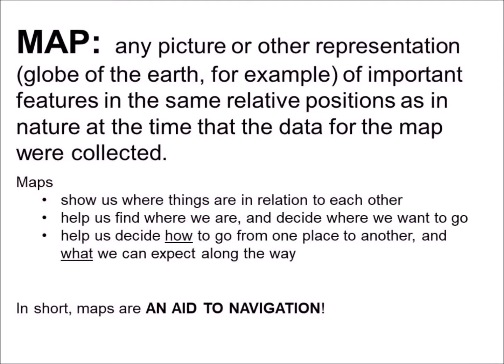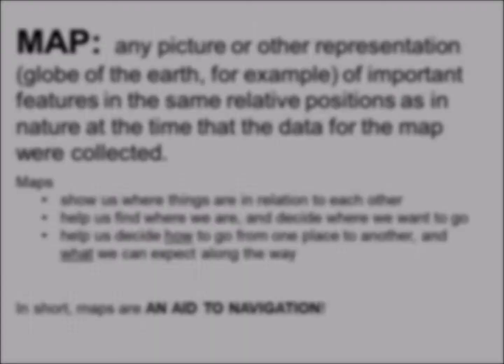A map is any picture or other representation of important features in the same relative positions as in nature at the time that the data for the map were collected. Maps can show us where things are in relation to each other. They can help us find where we are and decide where we want to go. They can help us decide how to go from one place to another and what to expect along the way. In short, maps are an aid to navigation.